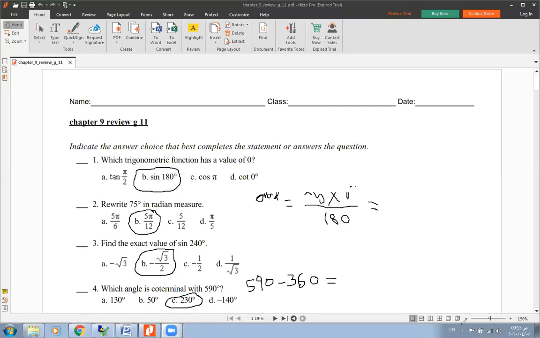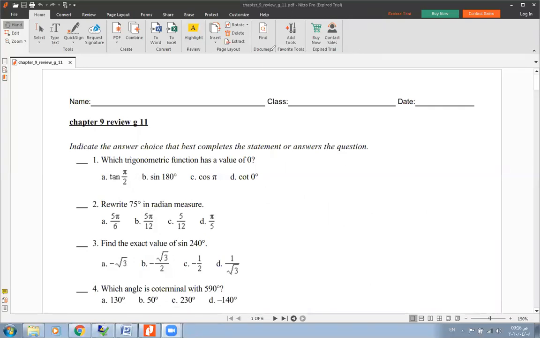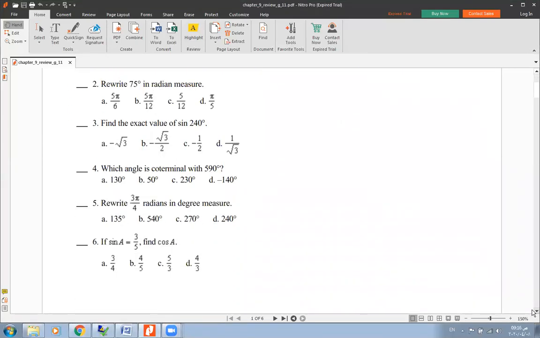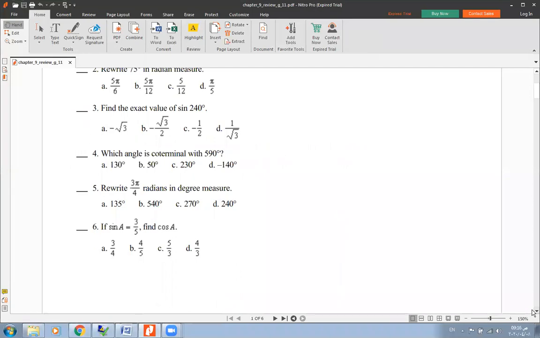Okay, this is the answer of the first 4 problems. We're going to number 5. I leave you some time to write. I think you wrote the answer of the first 4 problems. We go to the next problems, number 5 and number 6.